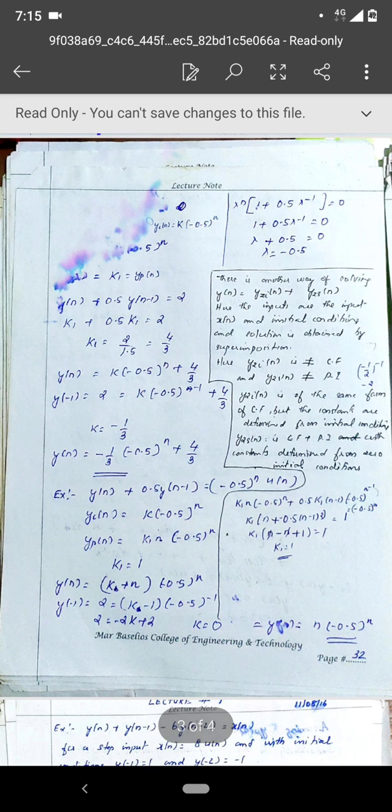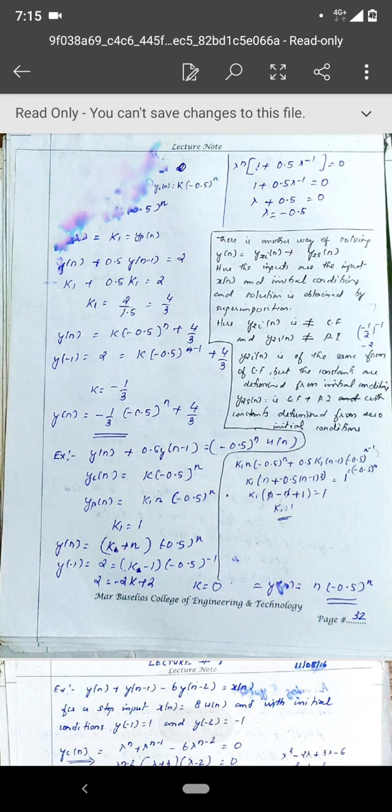We'll go to the particular solution. The particular solution is in the same form of the input. Here you can see that input is u of n. u of n is nothing but 1 for n greater than or equal to 0. So we are considering only instances from n greater than or equal to 0, so you can avoid that, and you can replace u of n simply by 1.